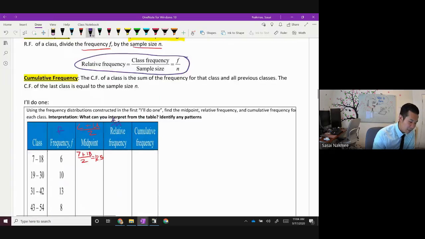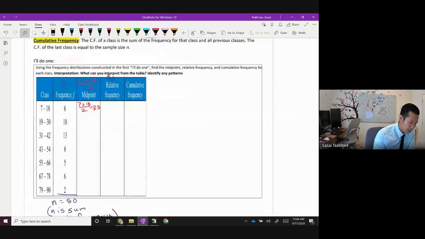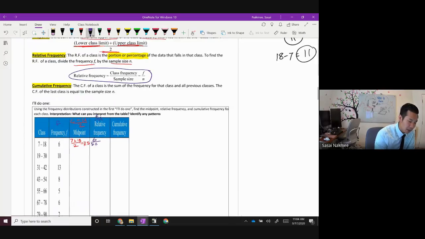Now, how do you take that information to find your relative frequency? I'm going to zoom out a little bit here. Your relative frequency is just whatever your frequency is, in this case 6, divided by your total frequency, the sum of your frequencies, which is 50. So the answer for this is just going to be 6 divided by 50. And you could leave it like that as a proportion.